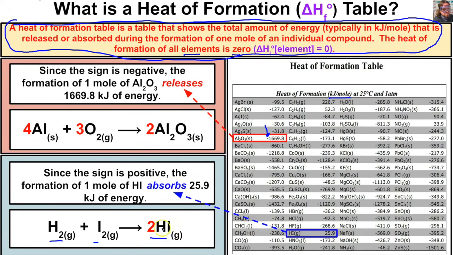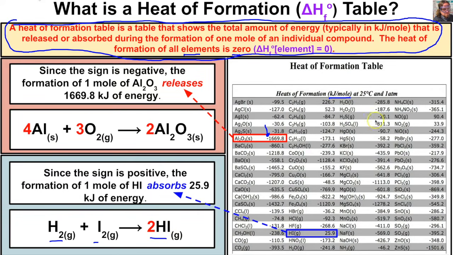And if we take a look right here at this chemical reaction, we have the formation of HI gas. And so if we take a look at HI gas, what this is telling us is that for every 1 mole of HI that is formed, it's going to absorb 25.9 kilojoules of energy. And so because this sign here is positive, what that's telling us is that the formation of HI gas absorbs 25.9 kilojoules for every 1 mole of substance. And here in this chemical reaction we have 2 moles, so we can easily figure out how much energy the product here is going to absorb.